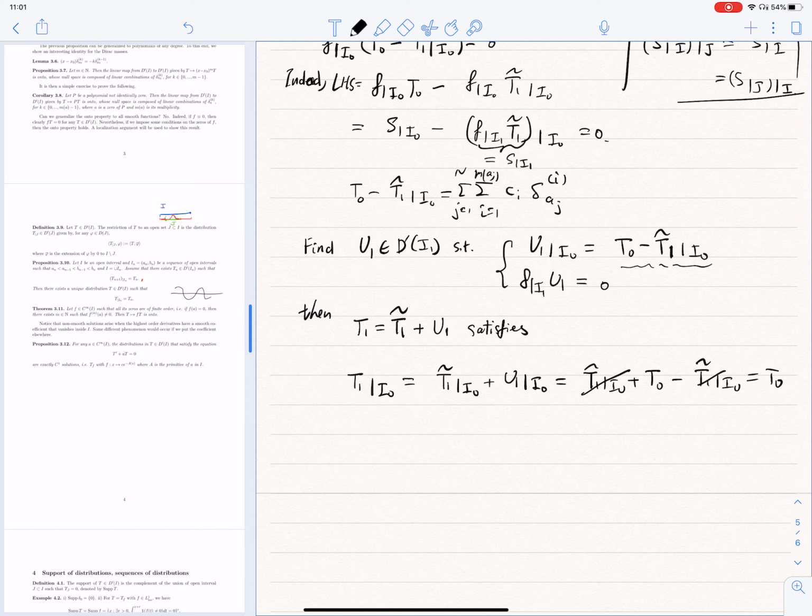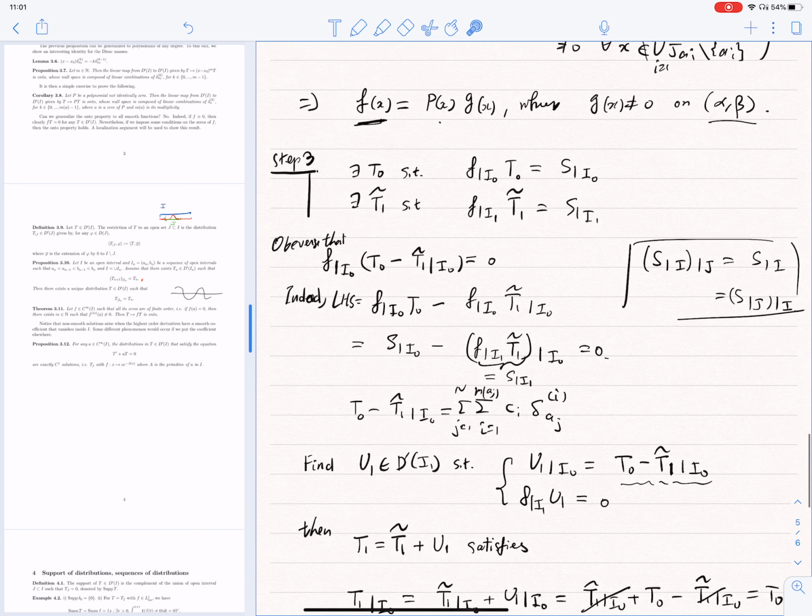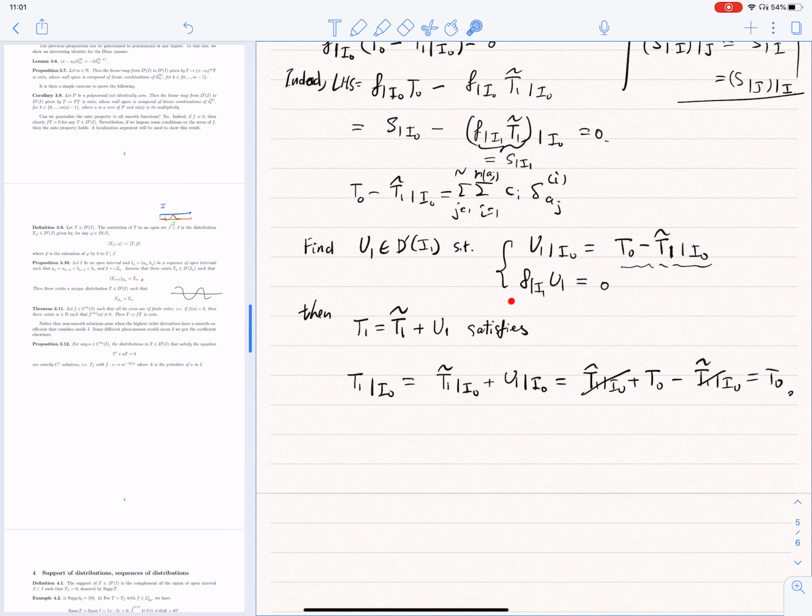We have the consistency property for this new T1, and the very last thing we want to do is to find such a U1. We need to show that there exists such a U1 such that these two properties are satisfied. Let's look at the second property. When f is restricted to I1, it becomes automatically a polynomial times a non-zero function. So the solution of such an equation exists.